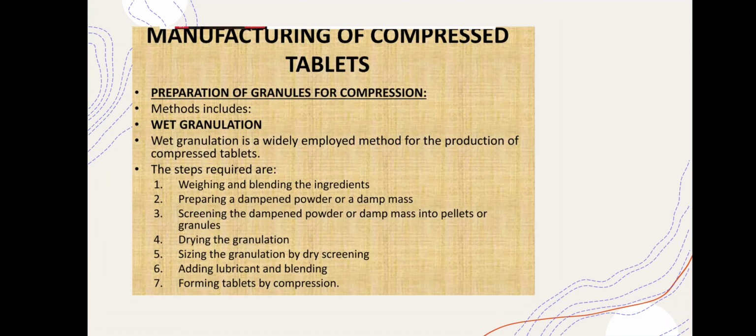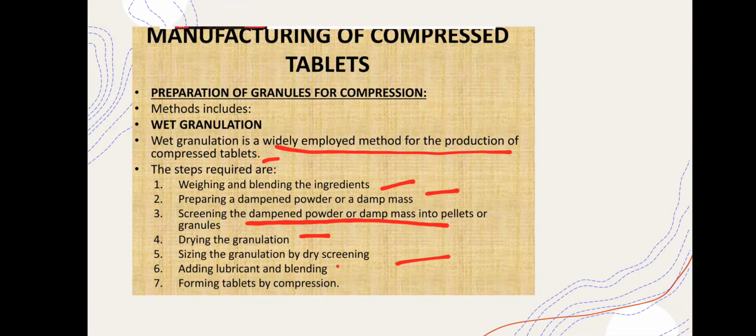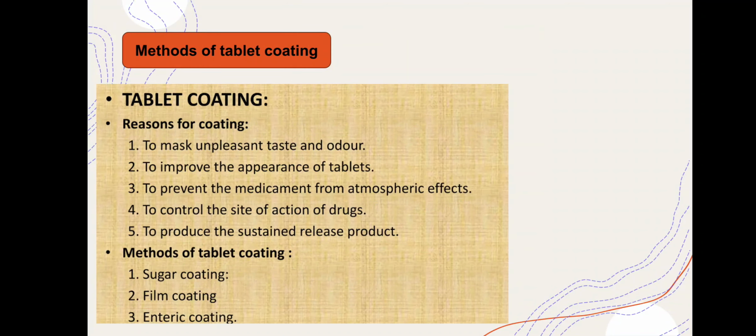Manufacturing of compressed tablets, preparation of granules for compression. Here wet granulation is one of the preferred methods, widely employed for the production of compressed tablets. The steps are: weighing and blending the ingredients, preparing a damp powder or damp mass, screening the damp powder or damp mass into pellets or granules, drying the granules, sizing the granules by dry screening, then adding lubricant and blending, and forming tablets by compression.